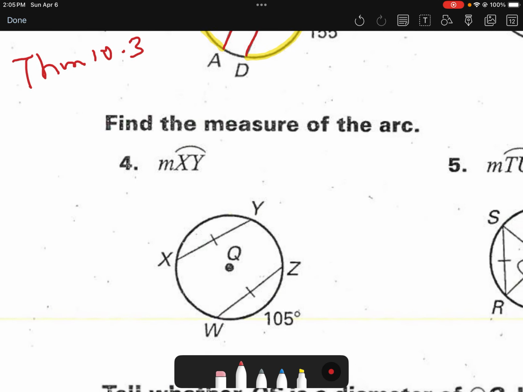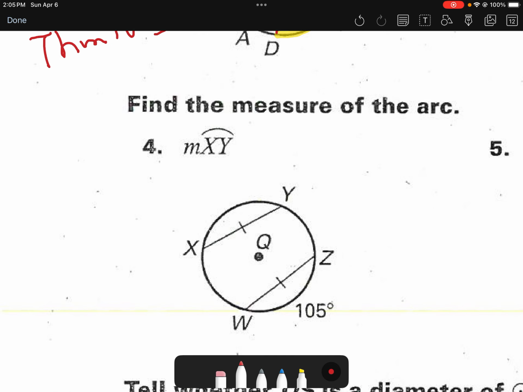Now, there's a converse to that as well. So let's say you have two chords that are congruent in a circle or in congruent circles. What do you know about the arcs that correspond to them? They're going to be congruent too. So notice how arc WZ has a measure of 105. Arc XY is also going to have a measure of 105. That's also theorem 10.3. That's the converse of it.